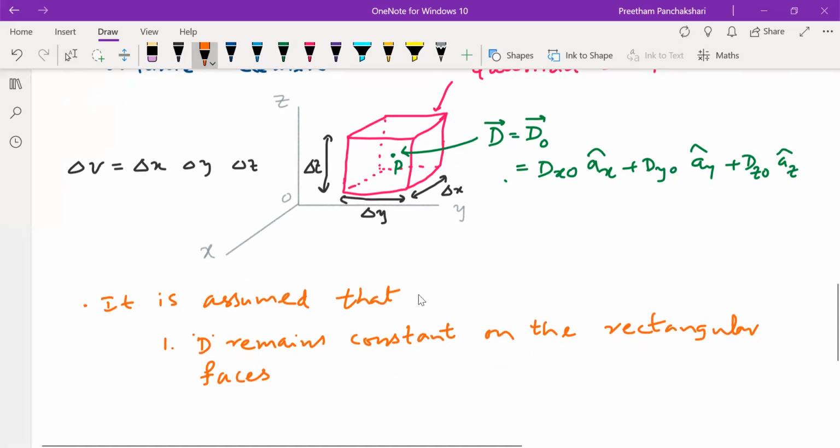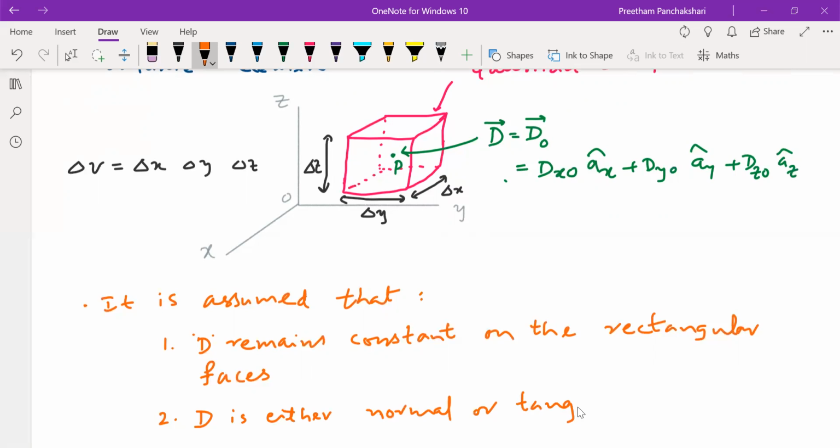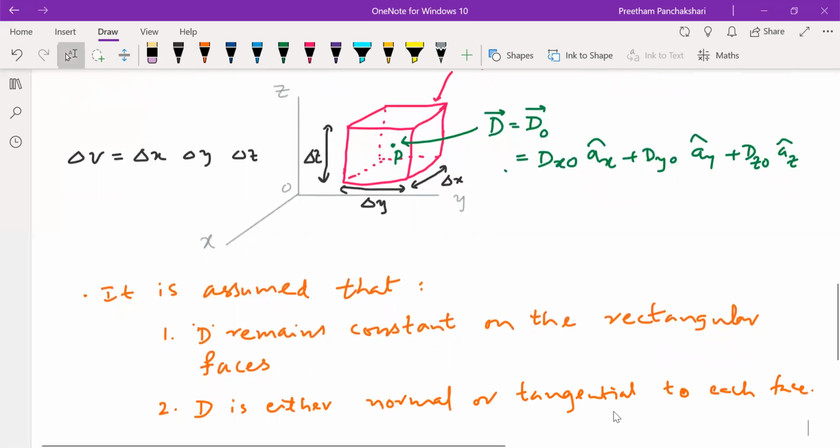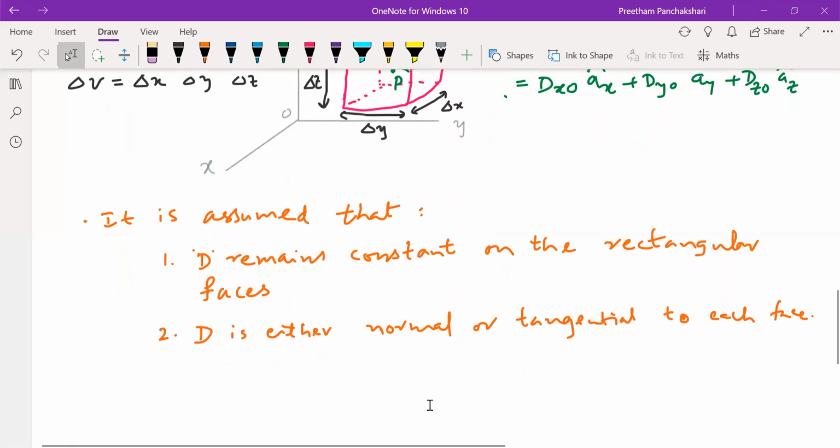First point. Second point is the theta value, that means the D with respect to closure. D is either normal or tangential to each face. Okay, D is either normal or tangential to each face. So that's how we have to visualize the closed surface.